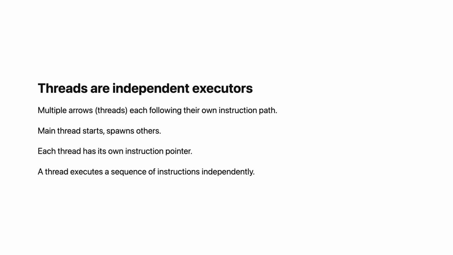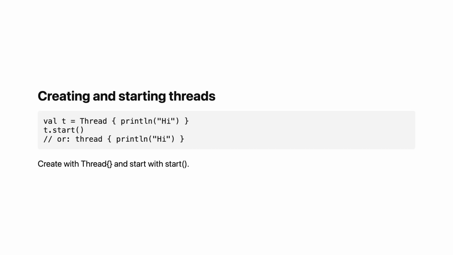In Kotlin and Java, you create a thread by providing code to execute. Val thread equals thread with a lambda printing hello from thread. The code inside the braces runs in the new thread. Call thread.start to begin execution. The thread runs concurrently with your main thread. You can also use the thread builder, thread with a lambda printing hello. This creates and starts the thread in one step. When you create a thread, you define what work it will do. When you start it, that work begins executing.